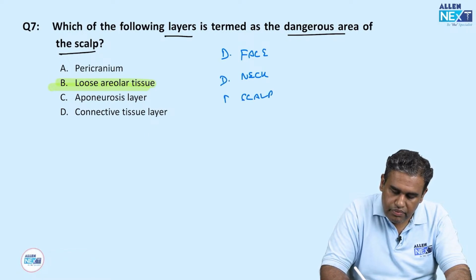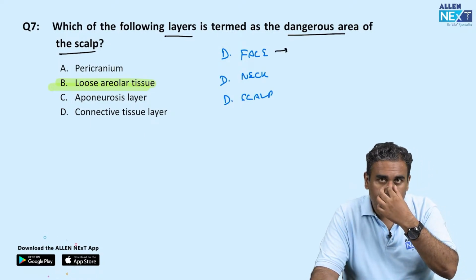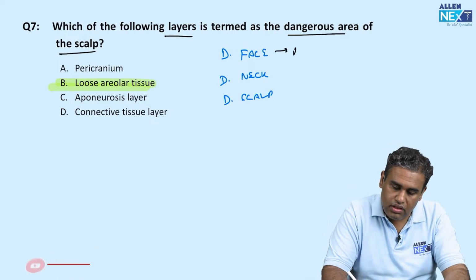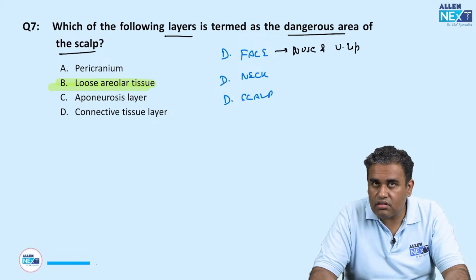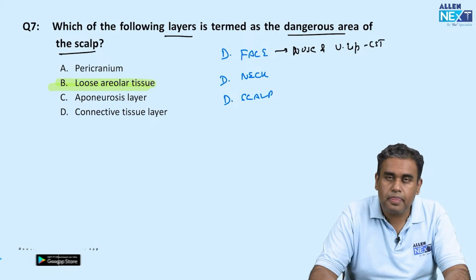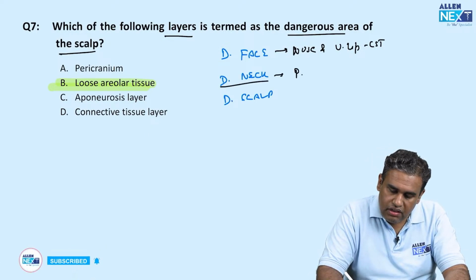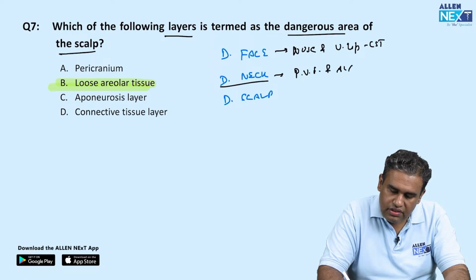We should know them. The dangerous area of the face is the central part, the lower part of the nose and the upper lip. So the area between the nose and the upper lip is the dangerous area of the face. Thrombosis might migrate from here and may lead to cavernous sinus thrombosis. Danger space of the neck. It is present between the prevertebral fascia and the alar fascia.